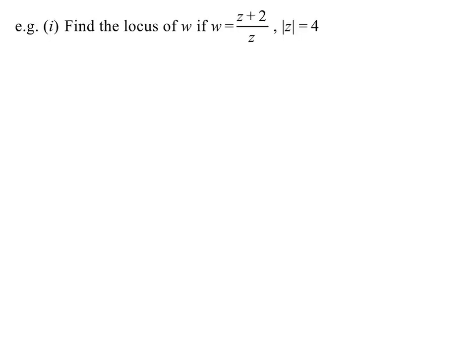So here's the function. w is equal to z plus 2 on z. The modulus of z is equal to 4. Now what's happening here is we're saying we're going to take every complex number whose modulus is 4 and substitute it into this function. What does the answer look like? What does that picture look like?